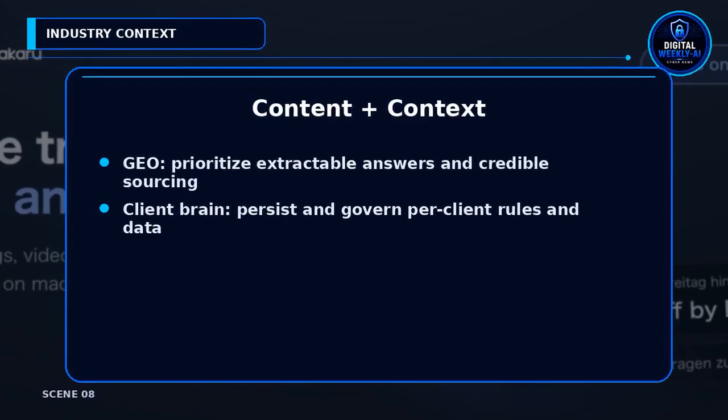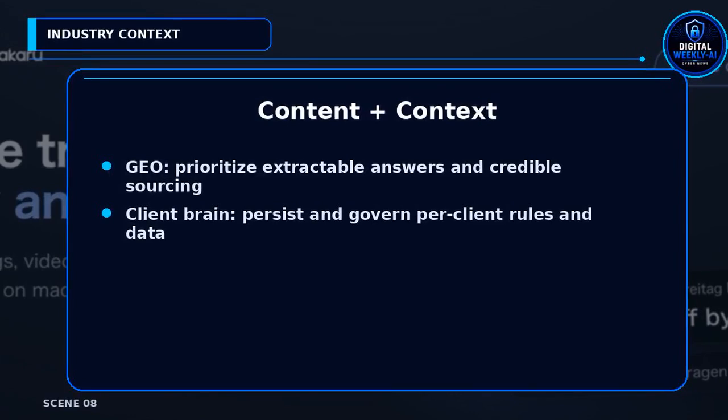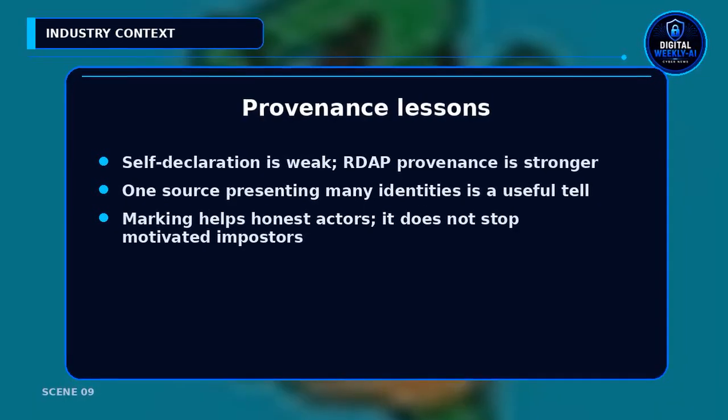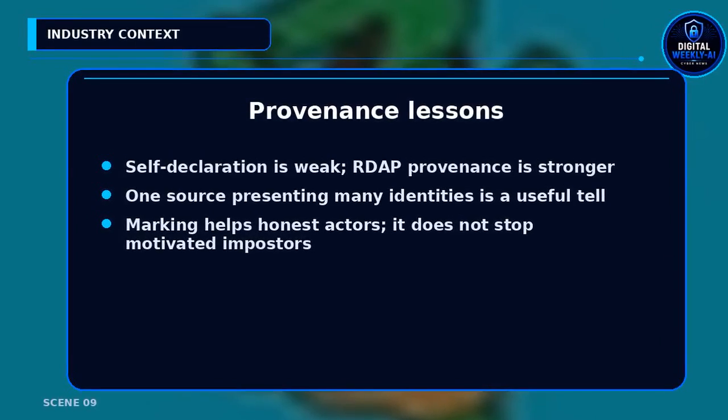GEO focuses on making content extractable, citable, and measurable for generative answers. It is not proof of a Panda-style ranking return. The client brain idea says marketing AI needs a governed per-client context layer. Include analytics, CRM, CMS constraints, and campaign history in that layer. Article 50 asks systems to mark generated outputs starting August 2, 2026.